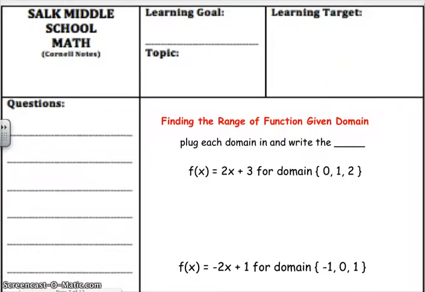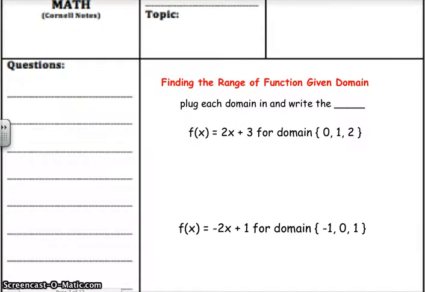We're going to apply that function notation now to find the range of a function given the domain. So if I'm given the domain, I'm going to now find the range. What you do, this is the how. How do you do it? You plug each domain in and write down the y value.